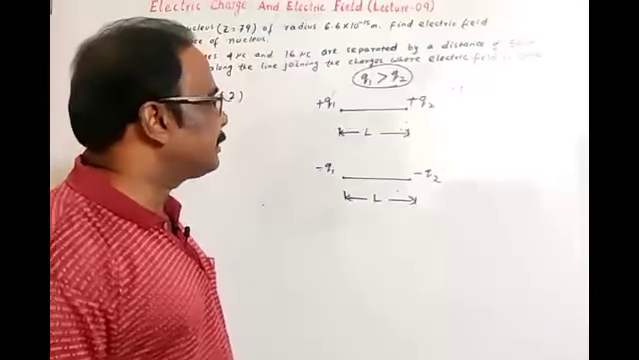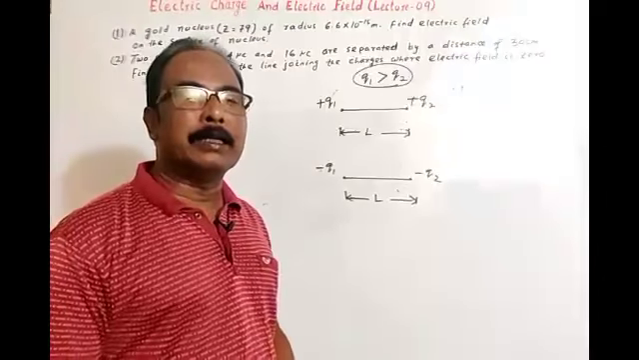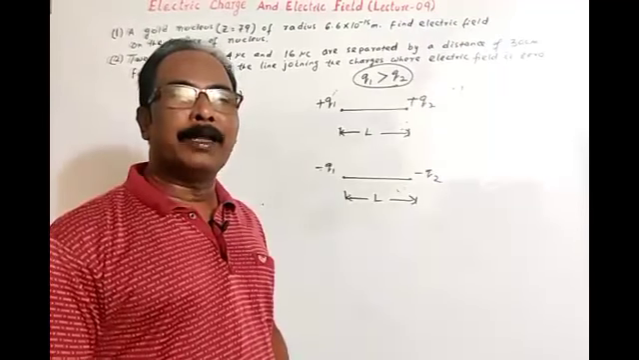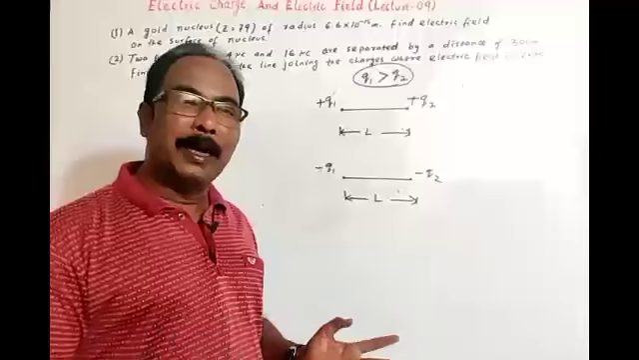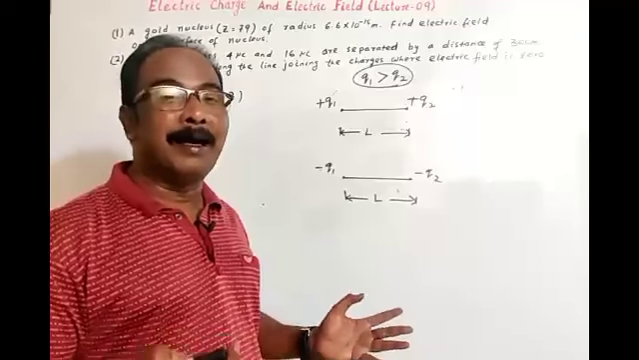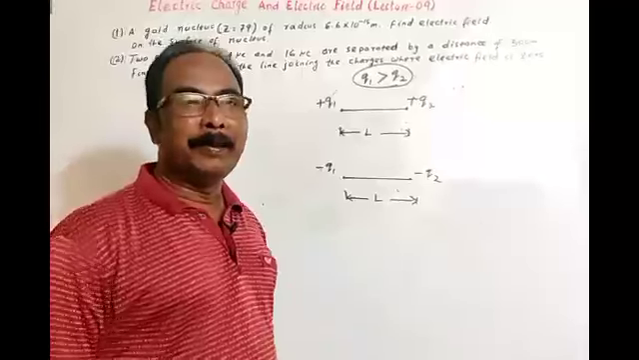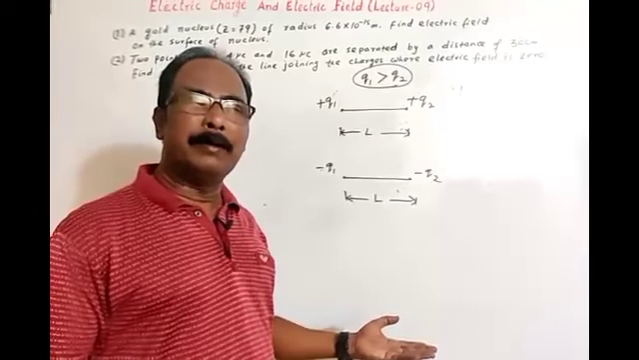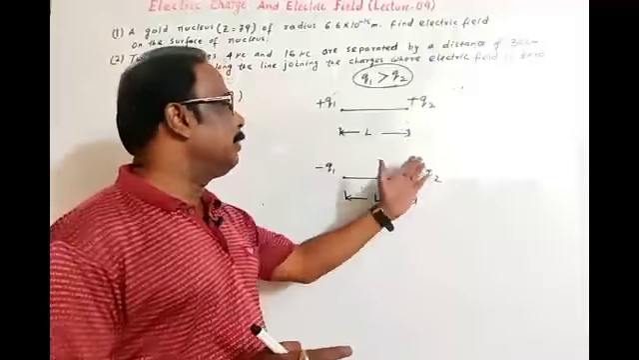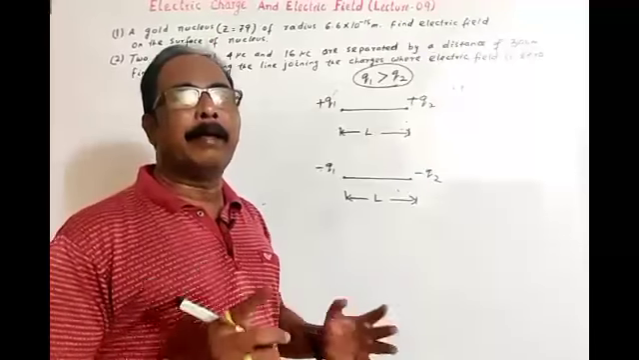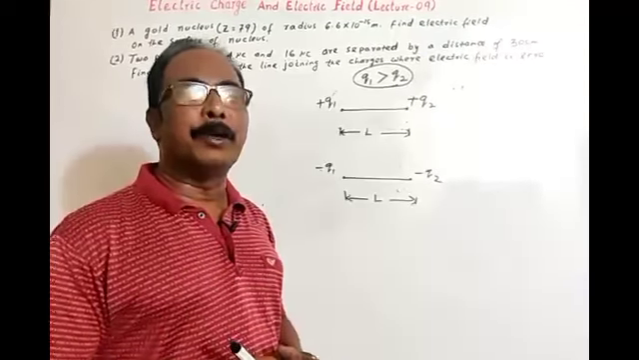See students, I am discussing 2 point charges separated by a distance L, but the 2 point charges are similar, means positive positive or negative negative. So we have to find a point along the line joining the 2 point charges where electric field intensity will be 0.